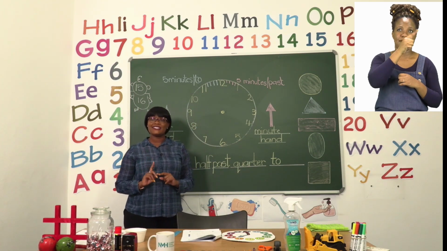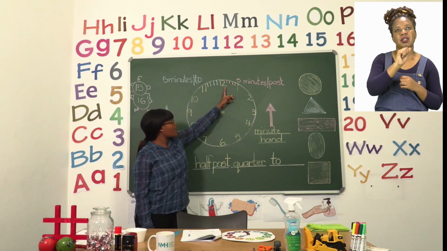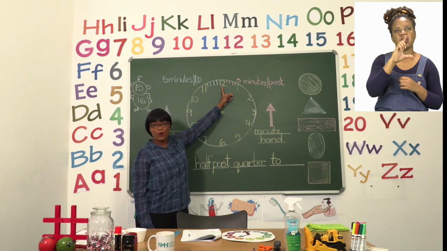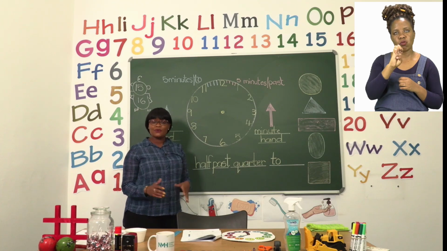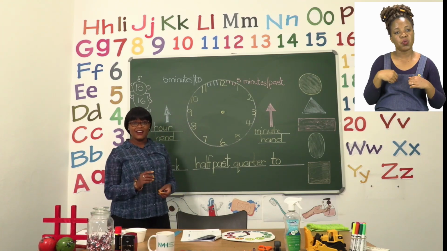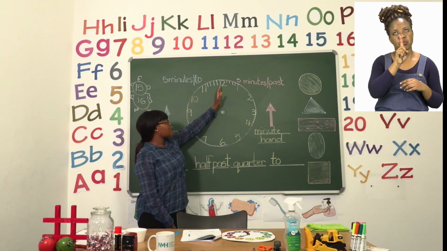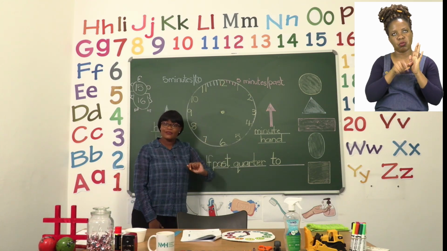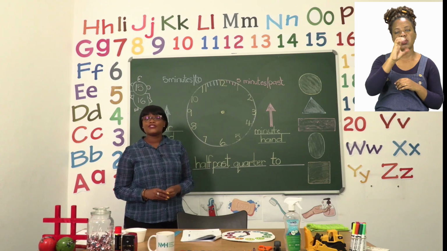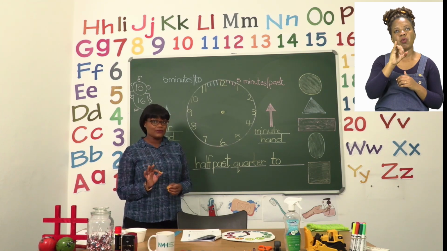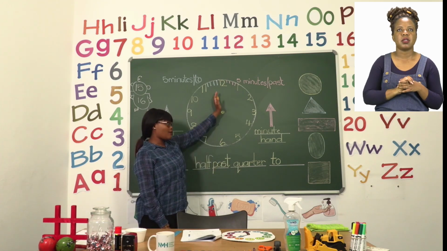So when we are counting time, we go clockwise. We start at 12, which is very different from how we normally count, starting from the number 1. But because this is time, we start at 12. 12 actually acts like our 0. So when we are counting, we start from 12.